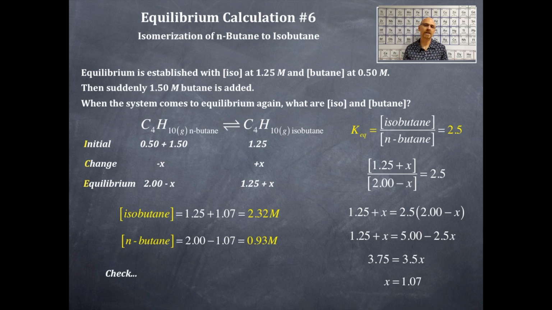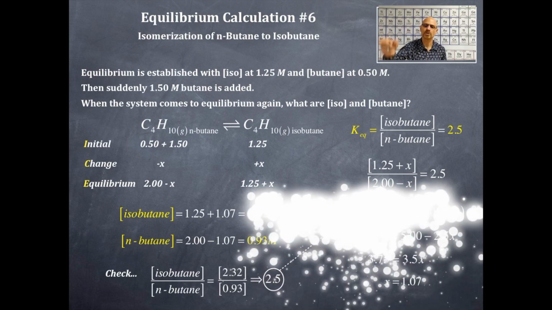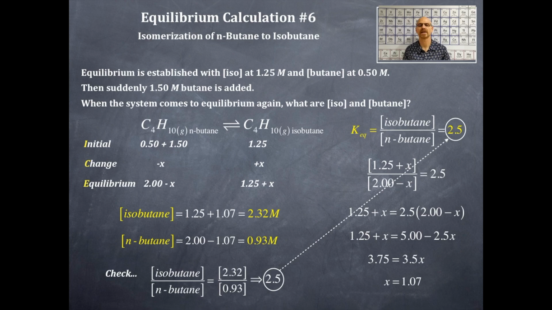So does that really hold true? I've mentioned this multiple times within different problems, but here I'm going to show you physically how we're going to check it. So I'm going to check this by plugging these values back in. I'm going to plug in the value of 2.32 for isobutane and the value of 0.93 for N-butane. Okay, that's what I've done right there. What number do I get? 2.5. Does that make sense? Well, of course it does, because a new equilibrium has been established, and now I am at the same K value that I had before, which is the equilibrium constant. That is perfect. Okay, I'm not done yet.